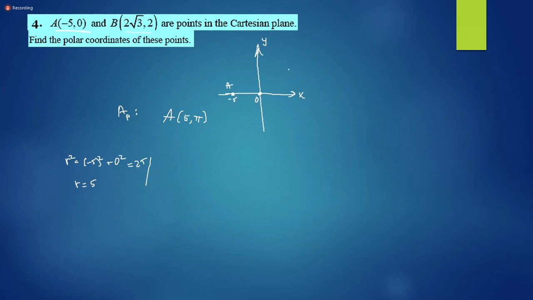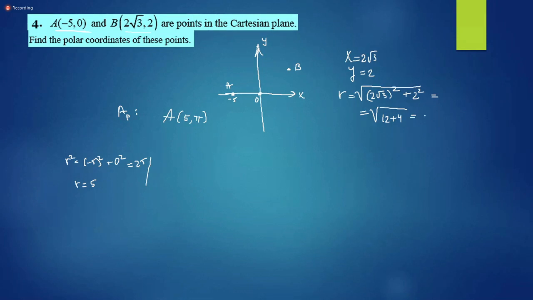So B is in the first quadrant somewhere, and we know that x is 2 roots of 3, and y is 2. So now in order to find the distance, we need to take the square root of x squared plus y squared, 2 roots of 3 squared plus 2 squared. And in fact, we see that this is 12 plus 4, that's 16. So the radius, the distance, is actually 4.